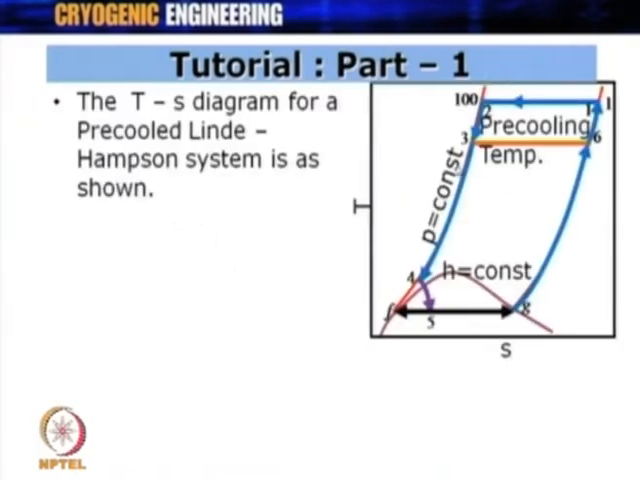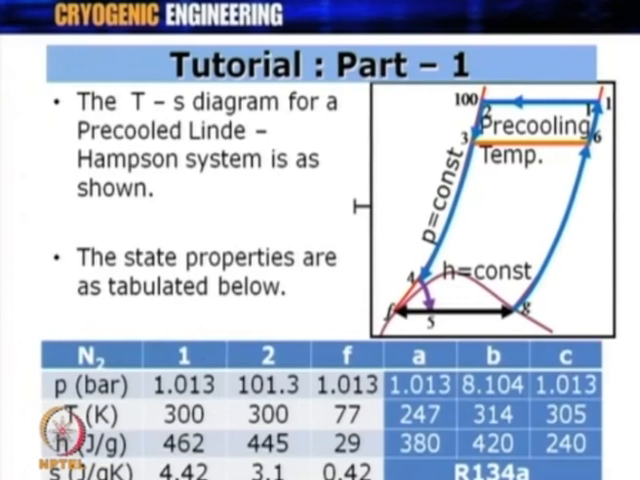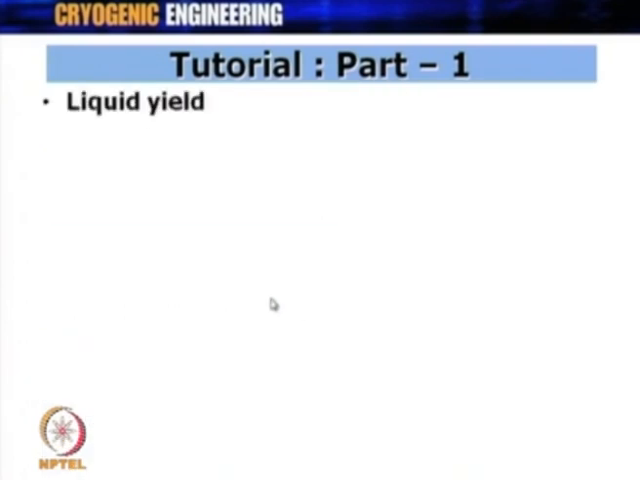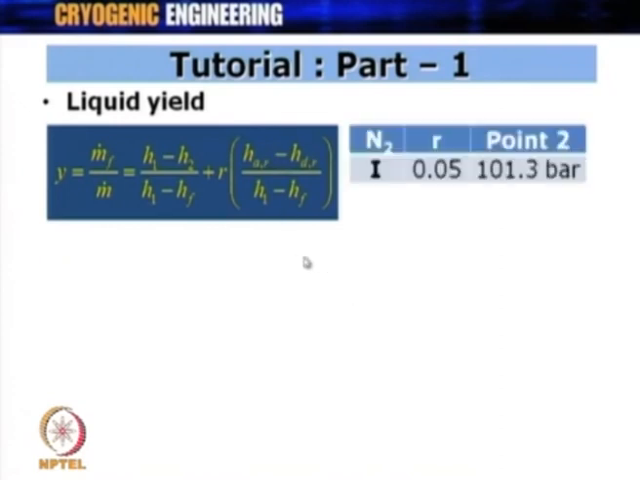Now, this is a TS diagram for a pre-cooling circuit, and this is the pre-cooling temperature. The properties are given over here as given in the data. Find out the liquid yield by this formula. We have Y equal to m dot F upon m dot, and this is the formula which is R dependent and depends on the enthalpy difference across the three-fluid heat exchanger from the refrigerant side, putting those values over here.